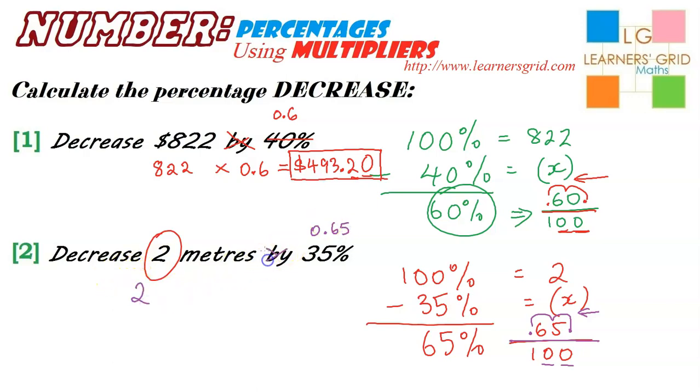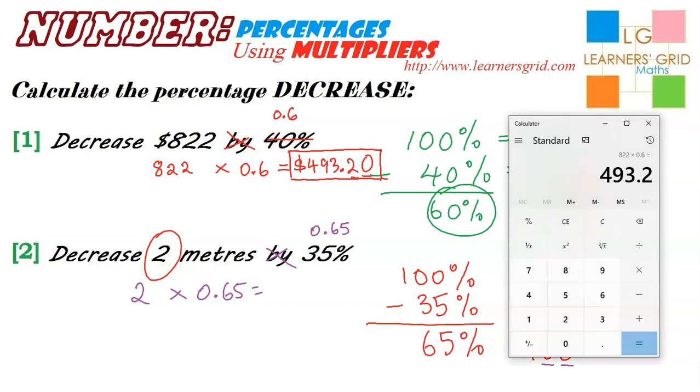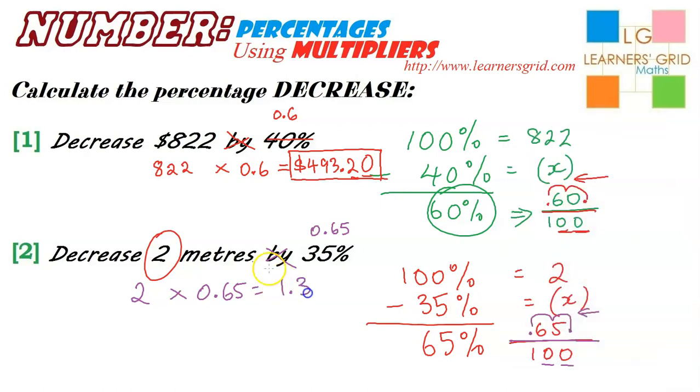So now I just have to think like this: 2 multiplied by 0.65, and that will be my answer. So I get my calculator. 2 multiplied by 0.65 equals 1.3. The unit of measurement is meters, and I am done.